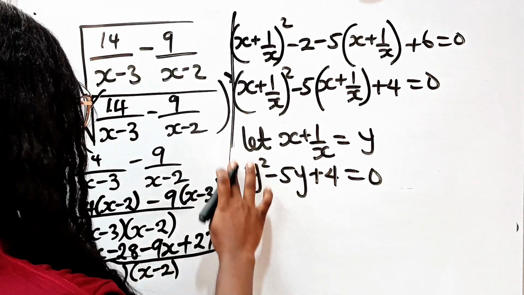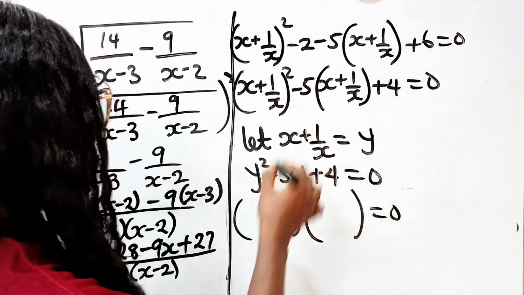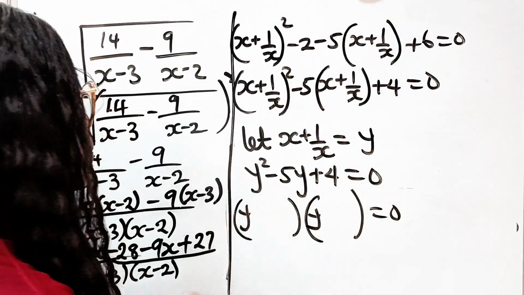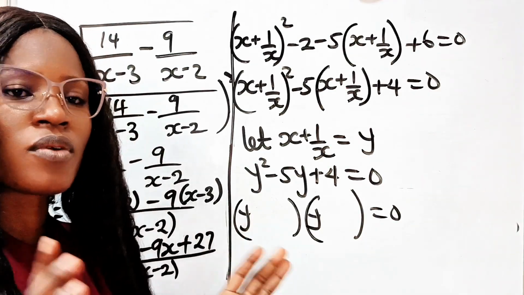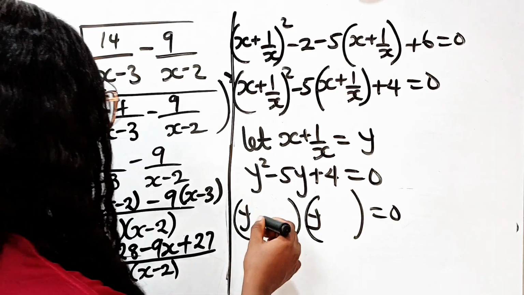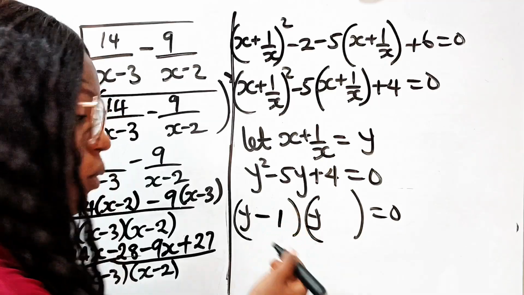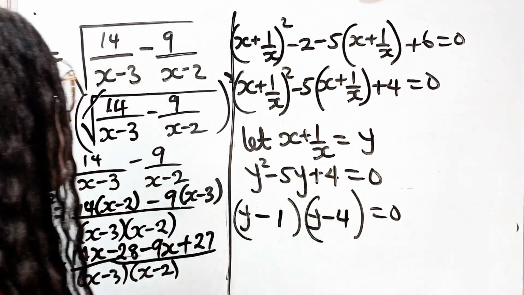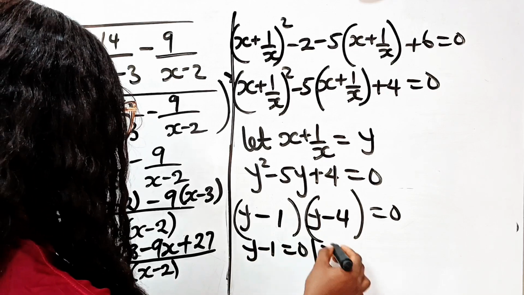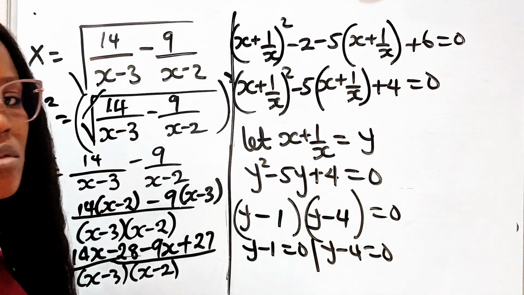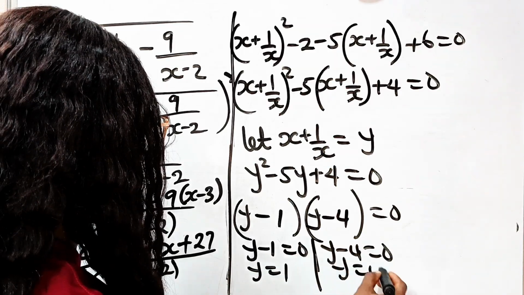Because the coefficient of y squared is 1, we are just going to open two brackets. So write y and y. y times y is y squared. Then we put the two factors we found into the brackets: (y − 1)(y − 4). All right. Then we have y − 1 = 0 and y − 4 = 0. So we can see that y is equal to 1 and y is equal to 4.